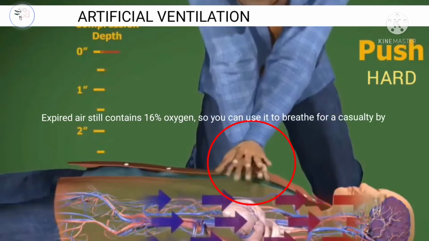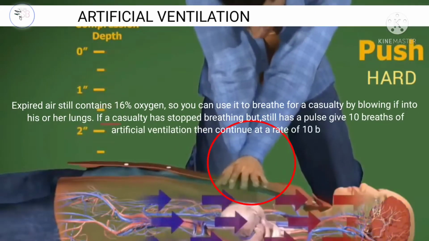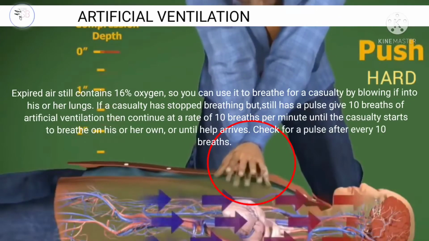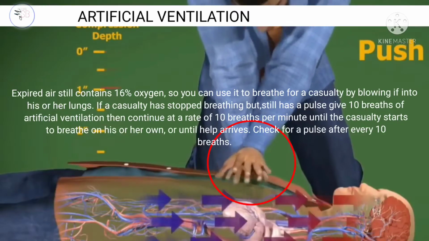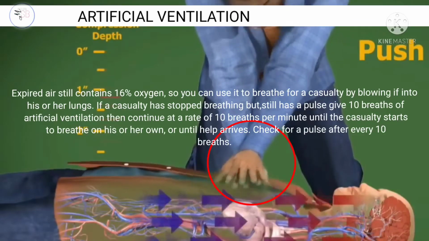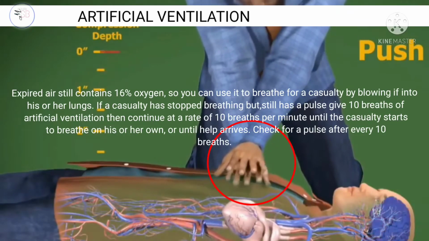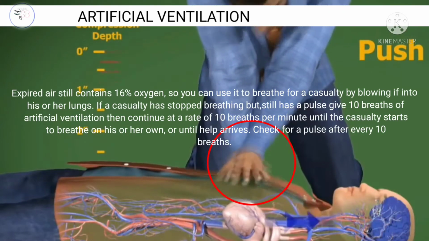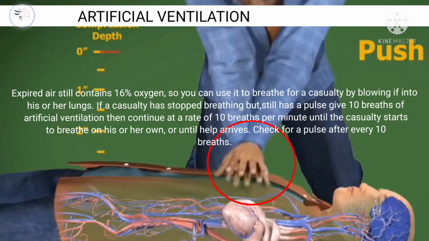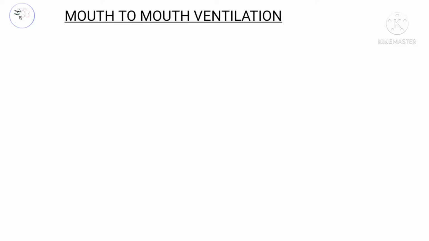1. Artificial ventilation. Expired air still contains 16% oxygen, so you can use it to breathe for a casualty by blowing it into his or her lungs. If a casualty has stopped breathing but still has a pulse, give 10 breaths of artificial ventilation. Then continue at a rate of 10 breaths per minute until the casualty starts to breathe on his or her own, or until help arrives. Check for a pulse after every 10 breaths.